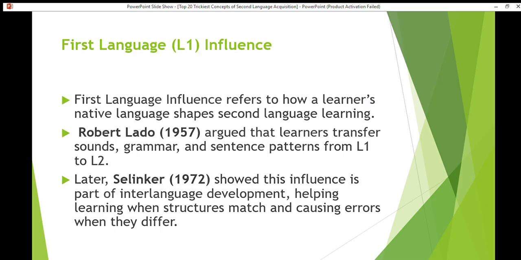It means your mother tongue affects how you learn a new language. You often use rules from your first language while speaking the second language. Sometimes this helps and sometimes it causes mistakes. An Urdu speaker may say "he going school" because Urdu sentences do not use helping verbs like English.